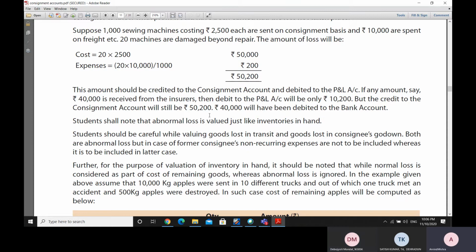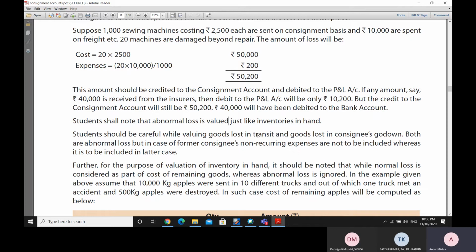Okay, sir. Now, abnormal loss is valued just like inventories in hand. This statement only says that just like we are valuing the inventory, similarly we are valuing the abnormal loss here. First thing. Now, while valuing the goods which are lost in transit and the goods which are lost in the consignee's godown, there are two types of losses that can be there.